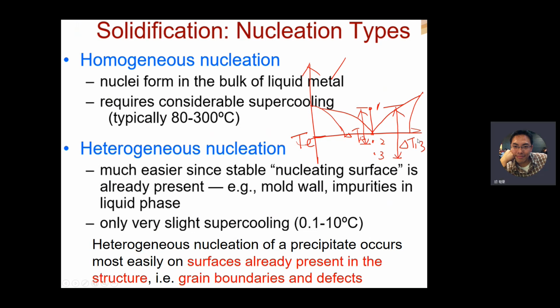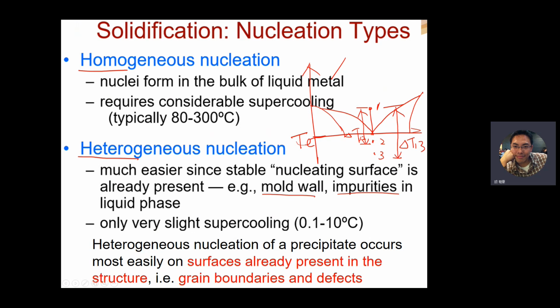Okay, and the second type is heterogeneous nucleation. So what does hetero mean? That means the different type, and homo means the same. So heterogeneous nucleation is much easier, since the stable nucleating surface is already present, such as the mold wall or an impurity in the liquid phase.